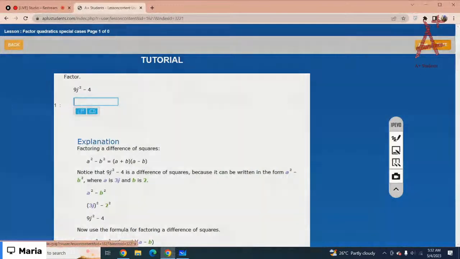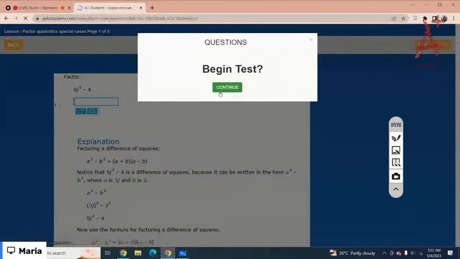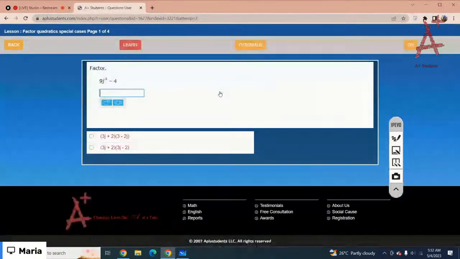Let's just start with the test questions. Okay, 9j square minus 4. That's the one we just did. 9 is the square of 3 and 4 is the square of 2. Got it? So it would be 3j square and minus 2 square. So you can write them as 3j minus 2 and 3j plus 2. Got it? That would be the second option.